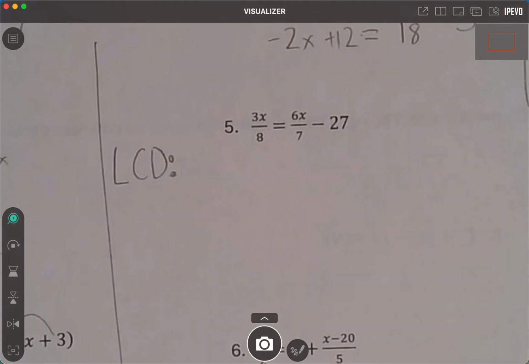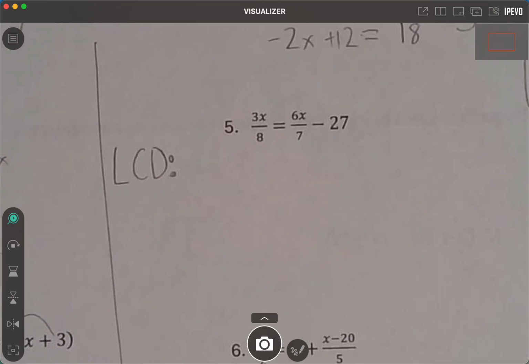Now, I'm not going to define it. I think it's something you'll more so understand out of practice. But when you look at 8 and you look at 7, what we mean by LCD is what number can 8 and 7 both go cleanly into? And when I say go into, I mean divide into. So what number can 8 and 7 both divide cleanly into?